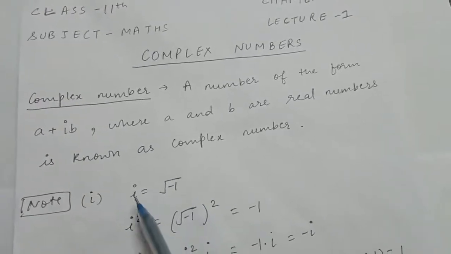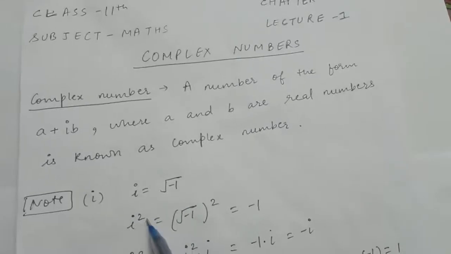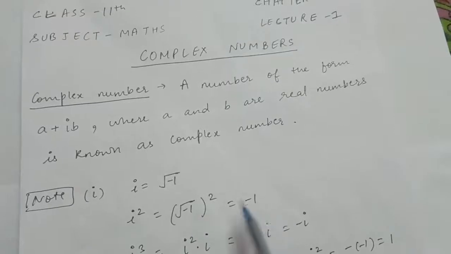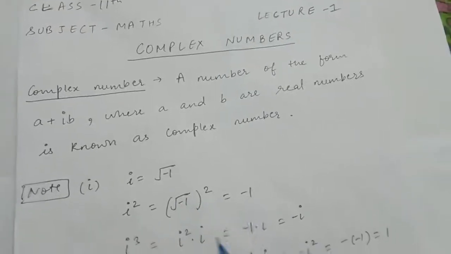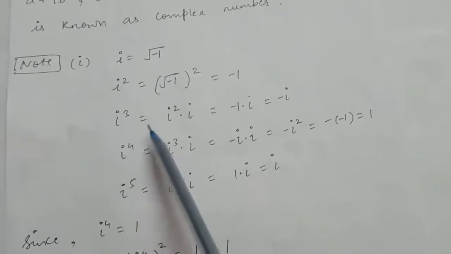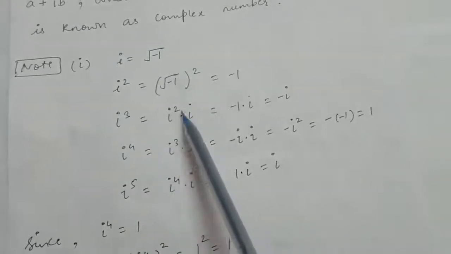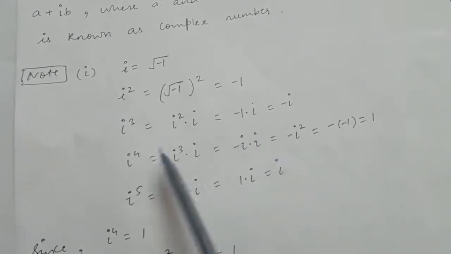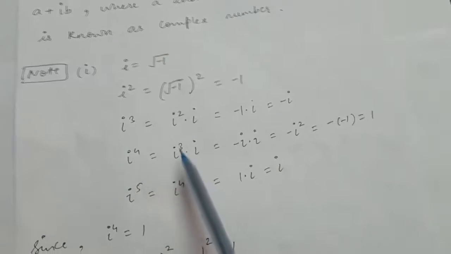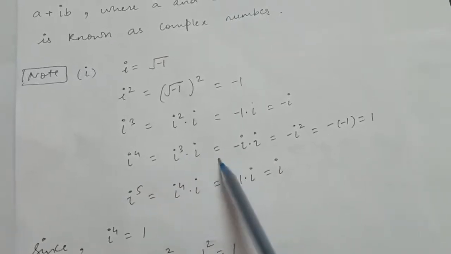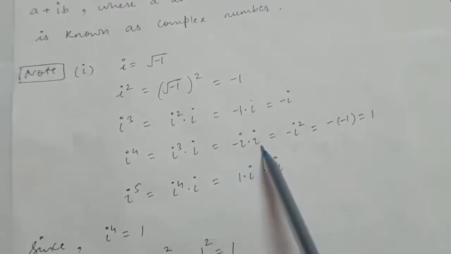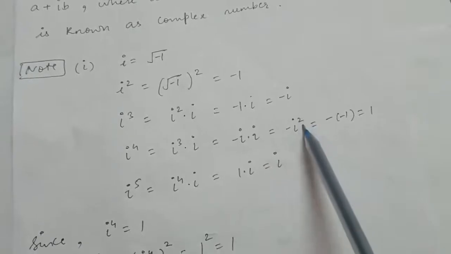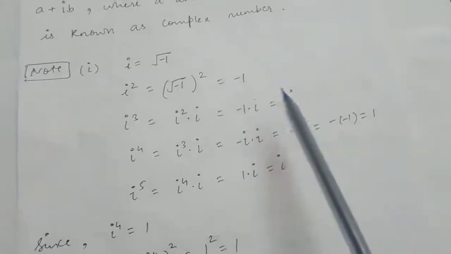Now see, the value of iota is root minus 1. So iota square will be the square of this, and the square of this number will be minus 1 because the root will get cancelled, right? Now iota cube will be iota square into iota. Iota square is minus 1 into iota, so it will be minus iota. Now iota raised to the power 4 is equal to iota cube into iota. Iota cube is minus iota into iota. So you will get minus iota into iota, which is iota square. Now iota square we have already calculated, it's minus 1.